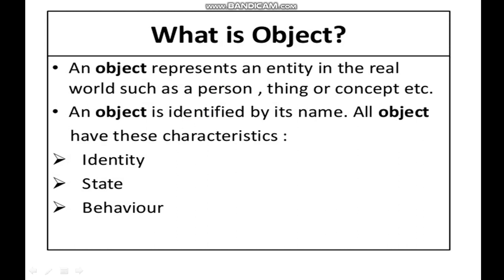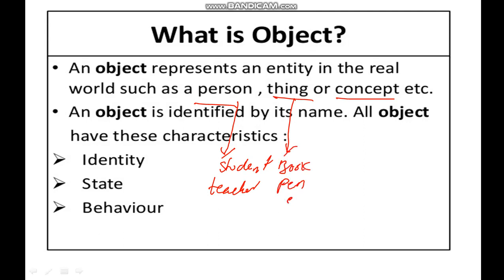An object represents an entity in the real world, such as a person, thing, or concept. It's also called a real-time entity. Person in the sense, you can take a student or teacher, any person. The object represents any person, any living thing, or a thing, treated as a book or pen, etc. Concept in the sense, it can be a time, a day, or a week. Any concept it can represent.